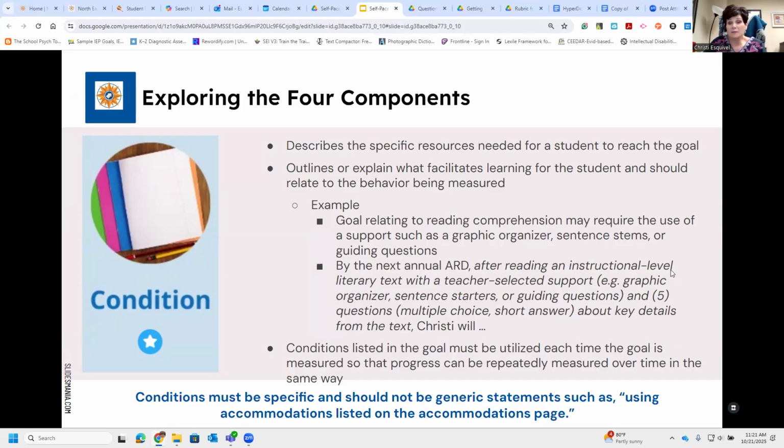The conditions must be specific and should not be generic statements such as using the accommodations listed on the accommodations page or with accommodations and/or modifications. An example of the condition would be: by the next annual ARD, after reading an instructional level literary text with a teacher-selected support, examples are graphic organizers, sentence starters, or guiding questions, and 5 questions, multiple choice or short answer, about the key details from the text, Christy will.